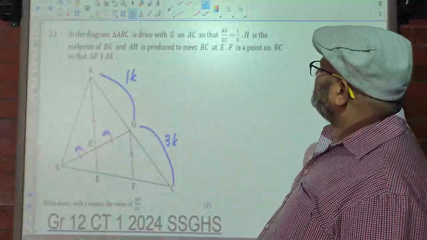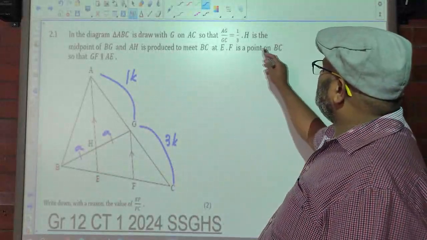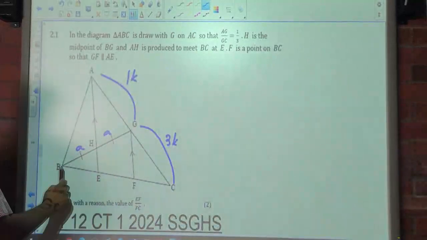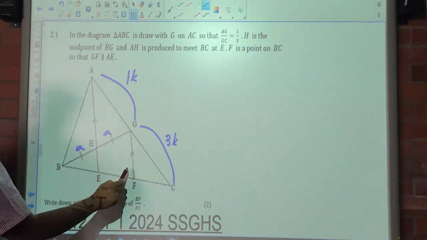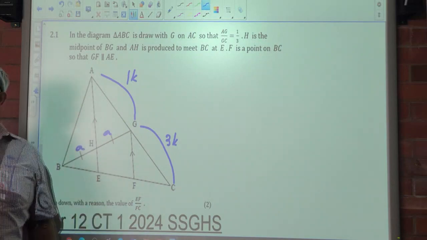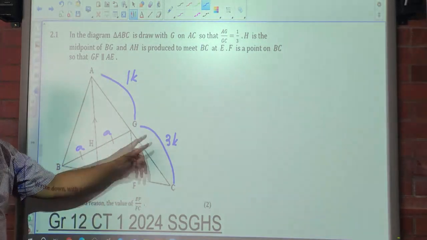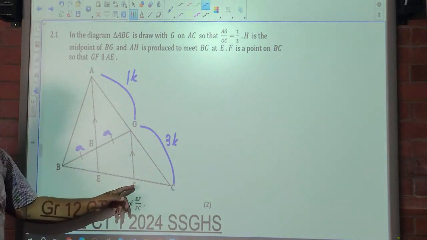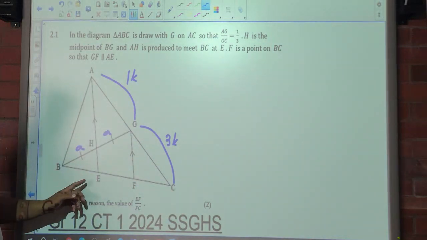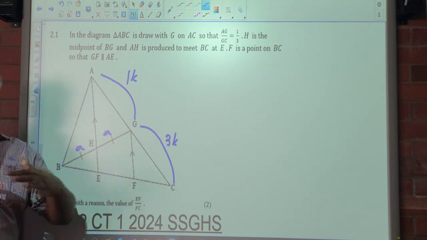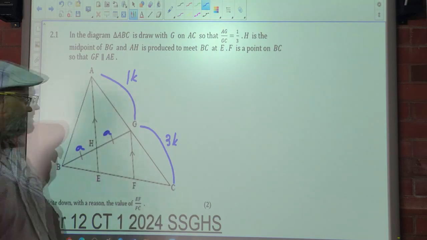Okay. Then we are told that F is the point on BC so that GF is parallel to EA. People, with these lines being parallel, we know many things. We know that GC over GA is equal to FC over EF. Also BE over EF is equal to BH over HG, and so on and so on. Okay.